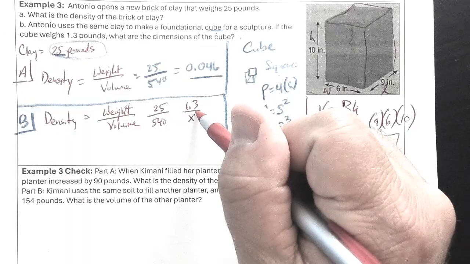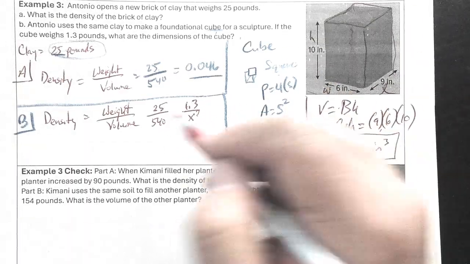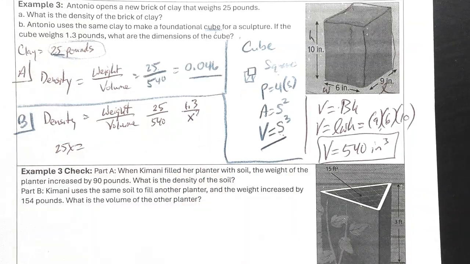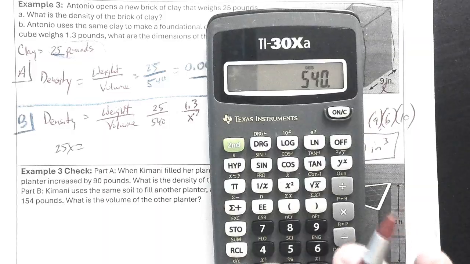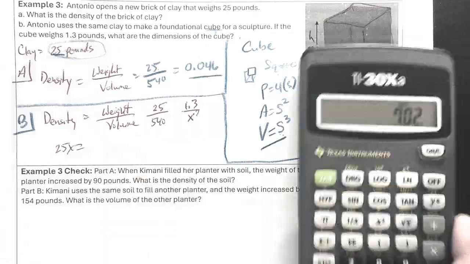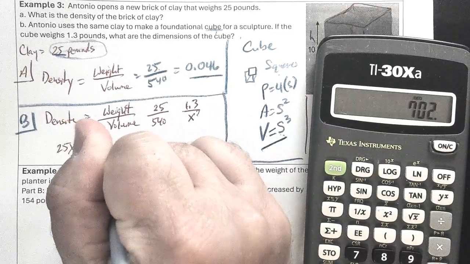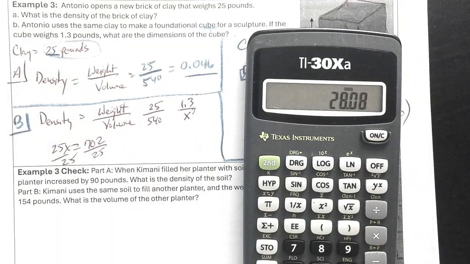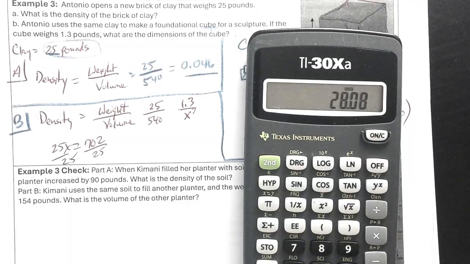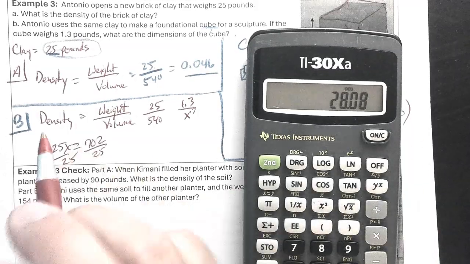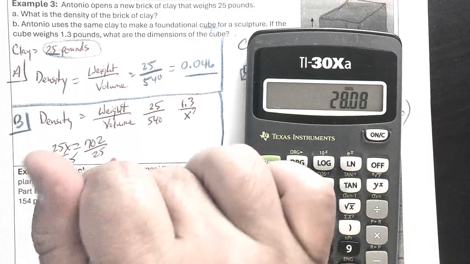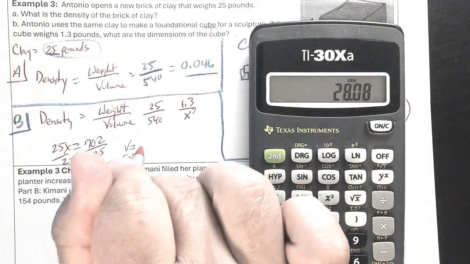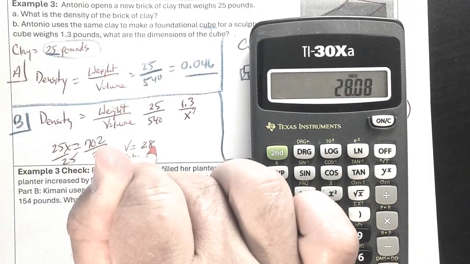We ended up having to cube this, I thought, but let's just do this. So 25 times x, 25x equals 540 times 1.3, which is 702. Let's divide both sides by 25 and see if I get the right answer. So 28.08. Okay. So the volume of the cube is 28.08.